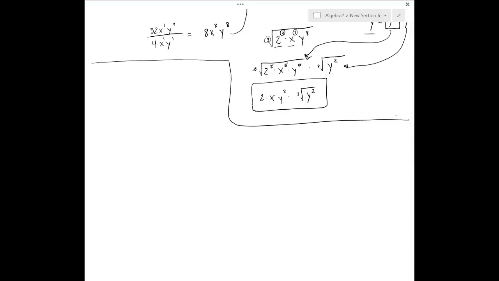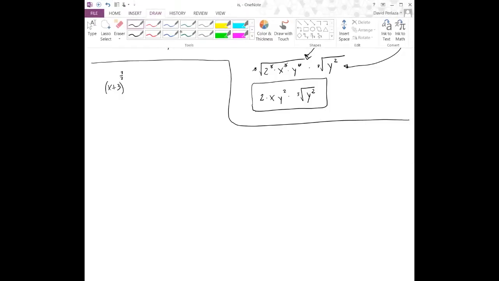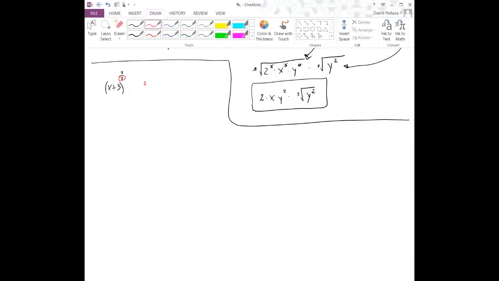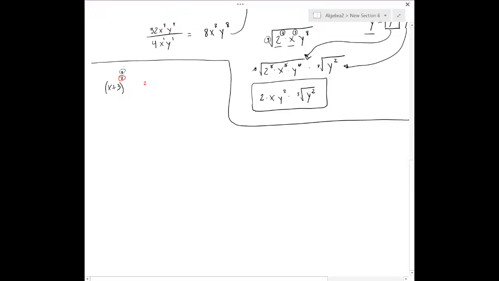So you're basically taking something like x plus 3 to the 3 halves, and recognizing that the denominator, let me change colors here to something more fancy. No, green's kind of lame. So the denominator here becomes the index of the radical that you're making. And then the numerator here becomes the exponent of the radical that you're making, and now you have all the ingredients to make it.